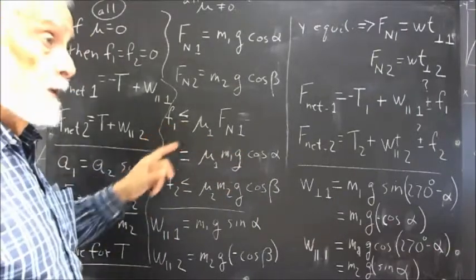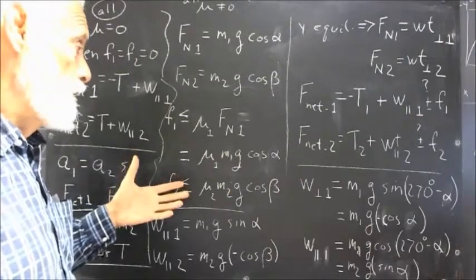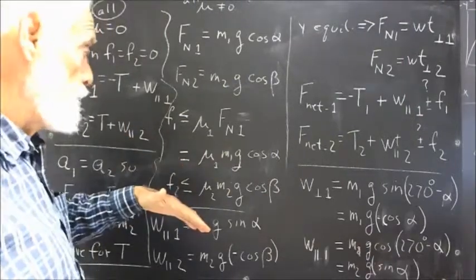Now, the reason for the less than or equal is the static friction is only enough to keep the object from moving.